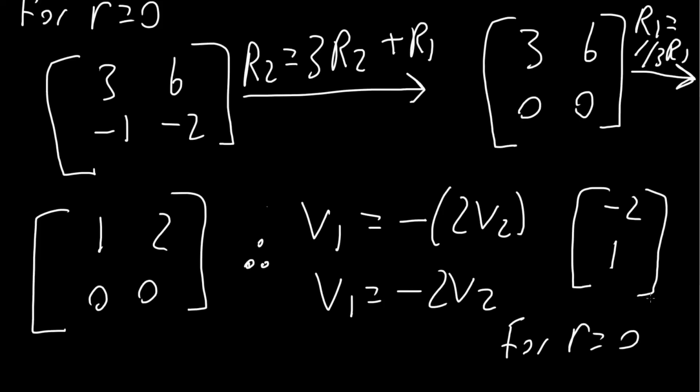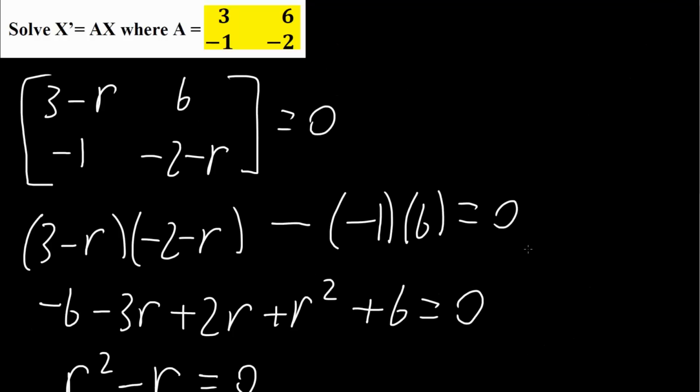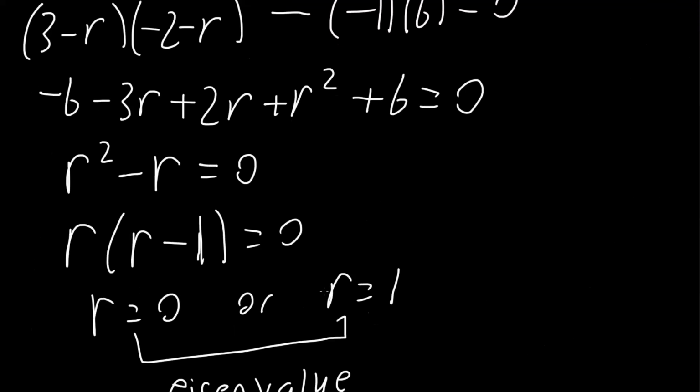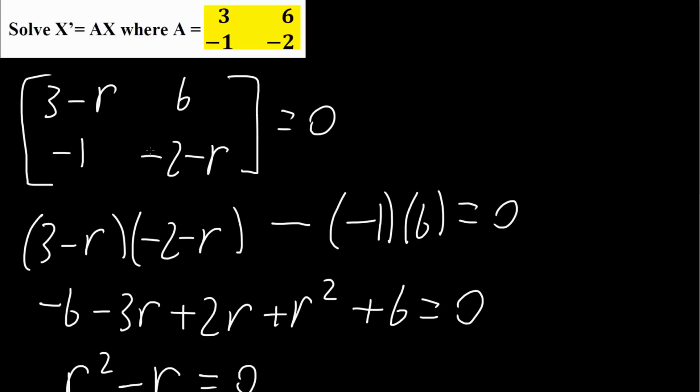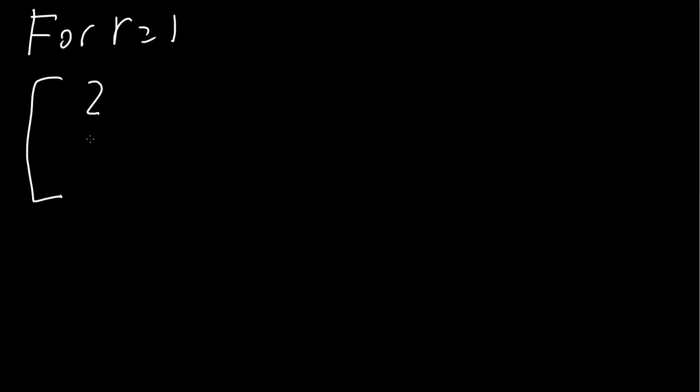And so next we're going to want to get the other eigenvalue and get the eigenvector of it. Just to recap, we remember the other eigenvalue was r is equal to 1. And so we will plug in 1 for r. So 3 minus 1 is 2. -2 minus 1 is -3. And so we'll do that to get the last eigenvector. And so for r is equal to 1, we would get 2, -1, 6, -3.